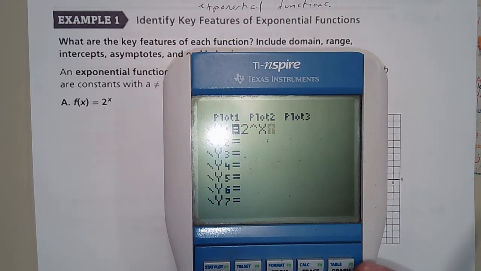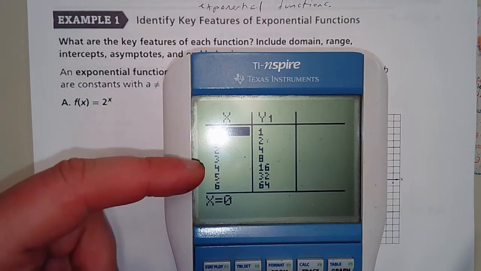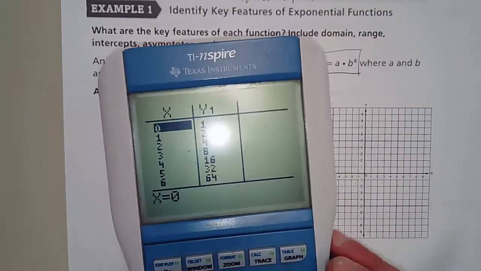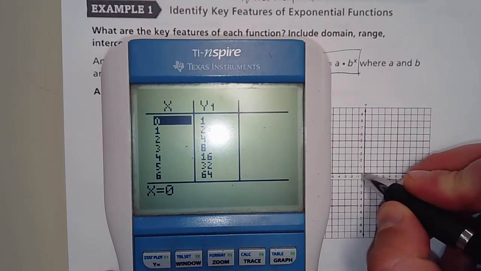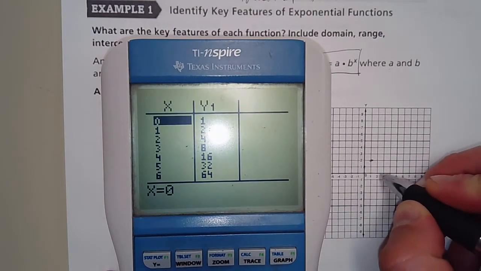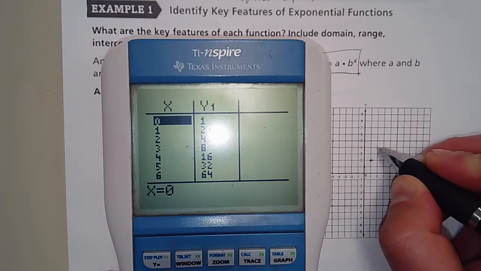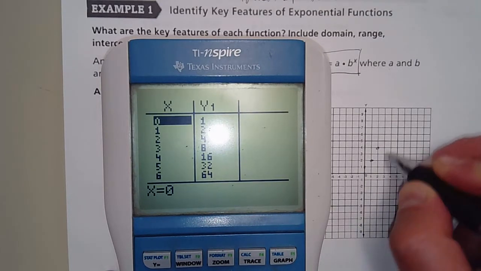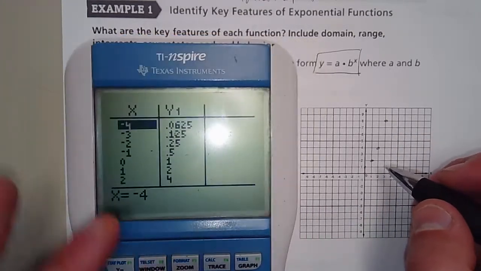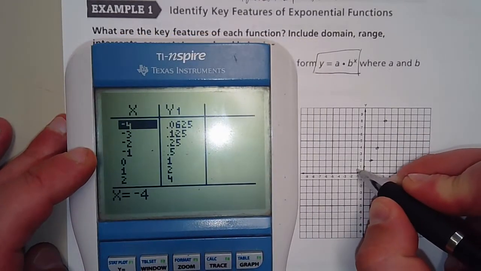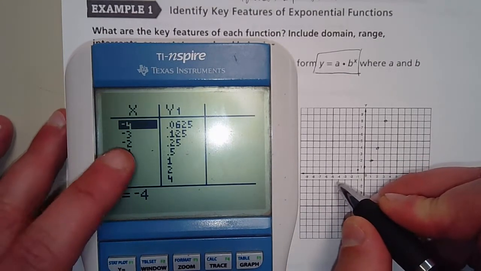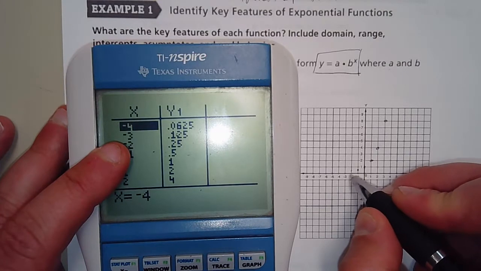So obviously you could create a table by hand. You could plug in 1 and 2 and 3 and 4, but this is a little quicker. So from here, if we look at that, we can plot these on the graph. You got 0, 1; 1, 2; 2, 4; 3, 8. And obviously we're going to be off the grid from there. So let's go backwards a little. So at -1, it's at 0.5. At -2, it's at 0.25. At -3, we're at 0.125.